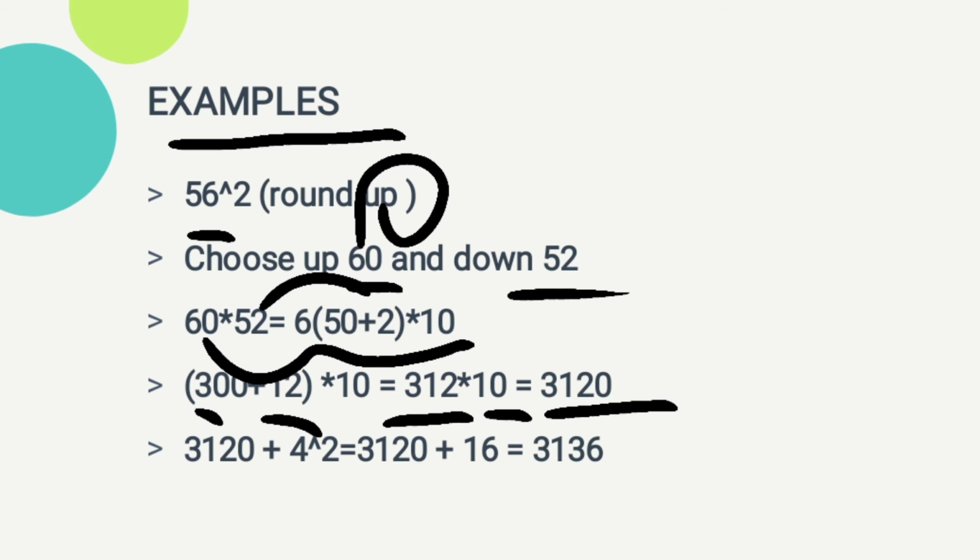With 3120, you have to add 4 the whole square, where 4 is the difference between 56 and 52 or 56 and 60. So we are adding 3120 plus 16, you will get 3136.